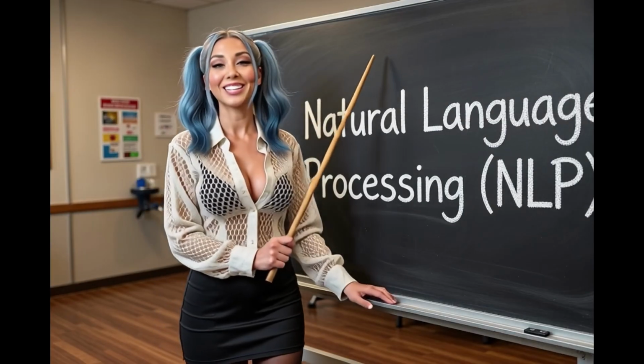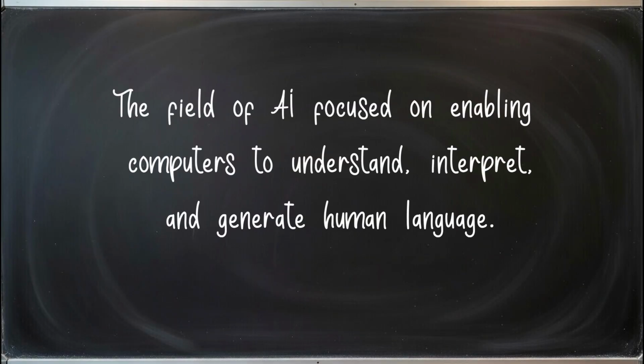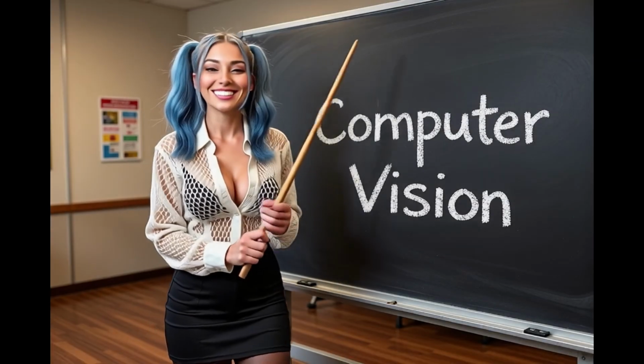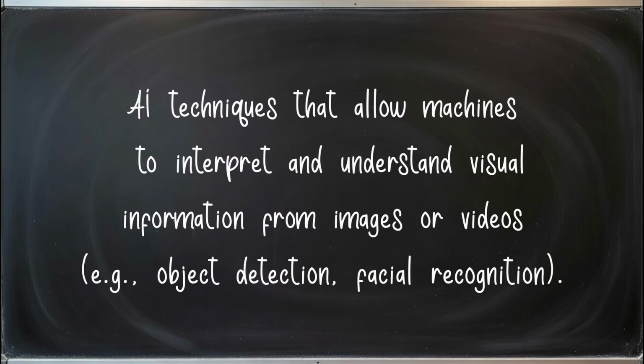Natural language processing (NLP). The field of AI focused on enabling computers to understand, interpret, and generate human language. Computer vision. AI techniques that allow machines to interpret and understand visual information from images or videos, e.g., object detection, facial recognition.